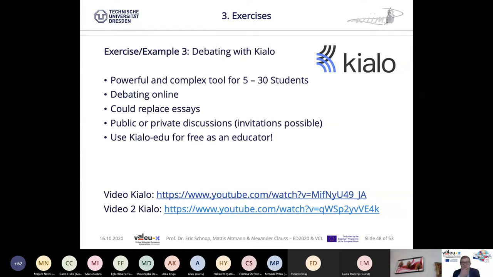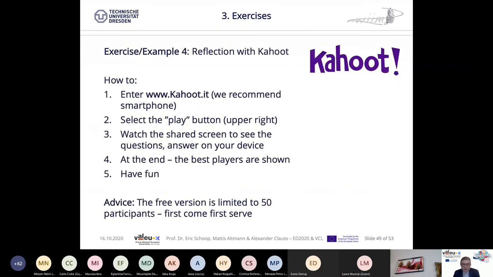But now we have talked so much about increasing interactivity and increasing motivation of students about VCL today. And I think it's time for a reflection. Did you keep something that we tried to teach you or inform you about today, and how to do this reflection online? So we've decided for Kahoot.